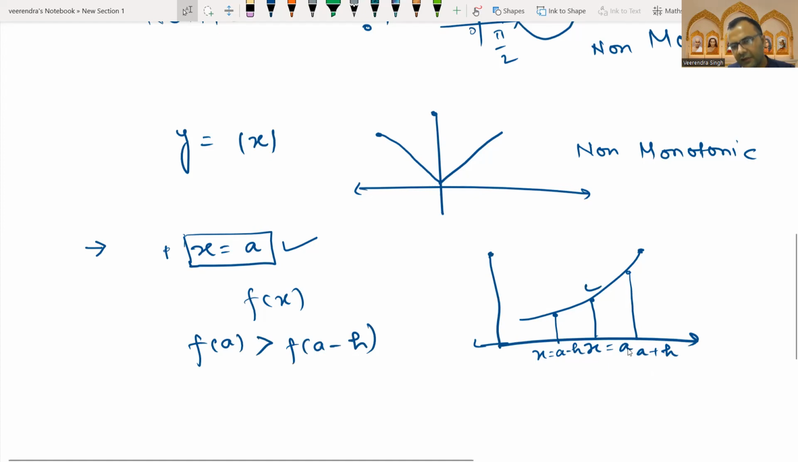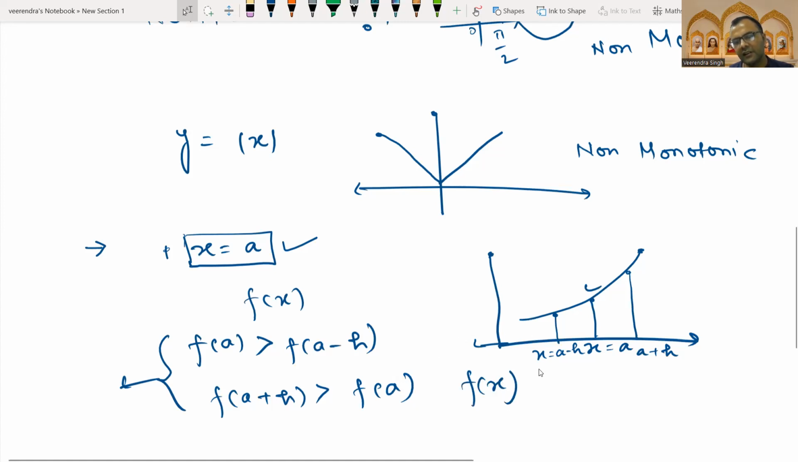And f of A is less than f of A plus h, which means I can write it as f of A plus h is greater than f of A. So if these two conditions are satisfied by the function f of x, then we can say that the function at x equals A is increasing, where h is a very small positive number in the neighborhood of A, and we have to conclude that the function is continuous in between A minus h to A and A to A plus h.